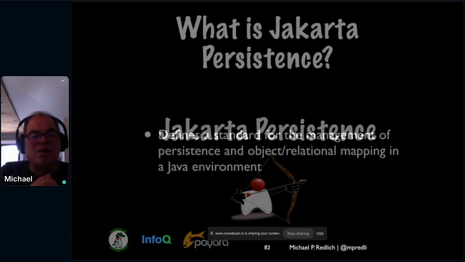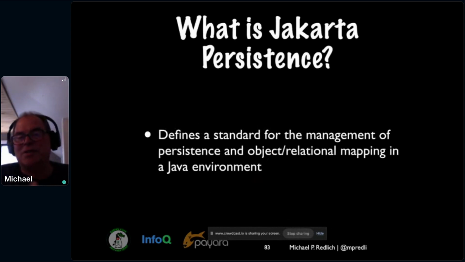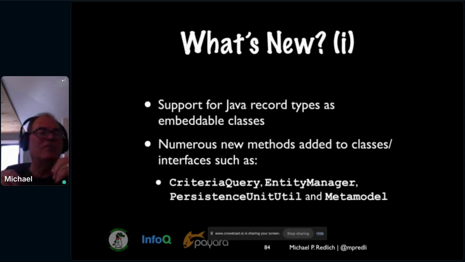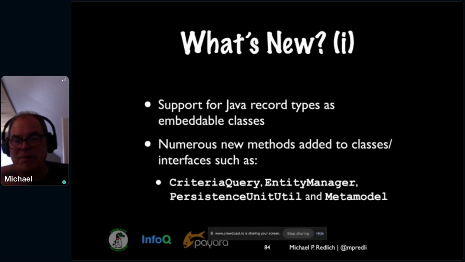Oh, good. All right. Jakarta Persistence, and obviously this involves relational databases and object-relational mapping, like in Hibernate. There is a whole slew of new features here. I only listed a few here. It's on the Jakarta EE specification page for persistence. I mentioned earlier the support for Java records. Numerous new methods were added to classes and interfaces, such as the ones you see there, like CriteriaQuery, EntityManager, and so on. And there's a whole bunch more.